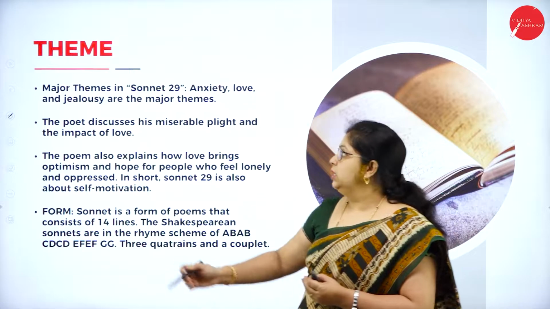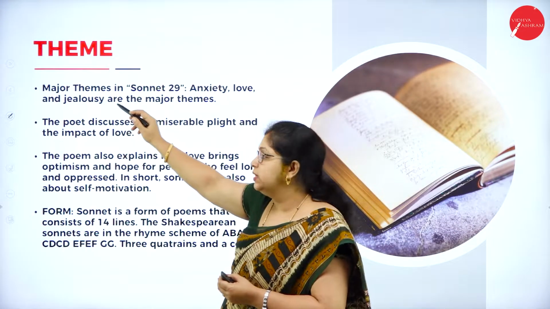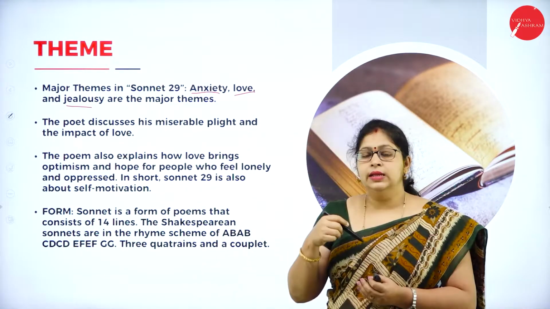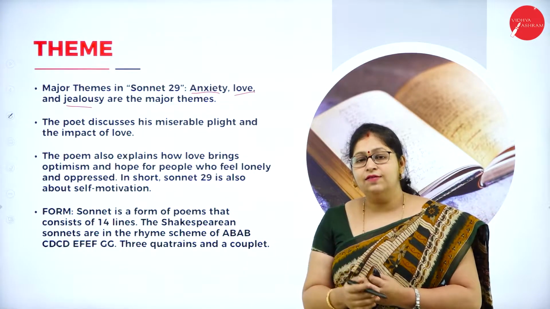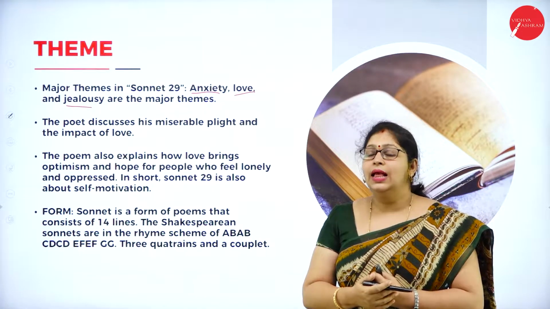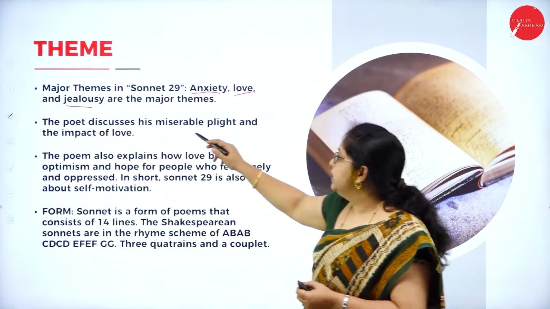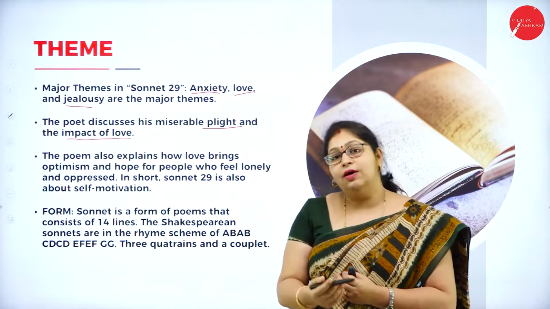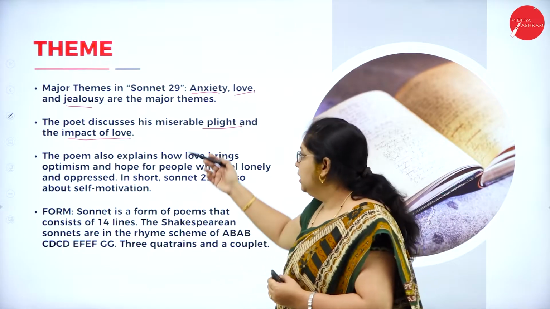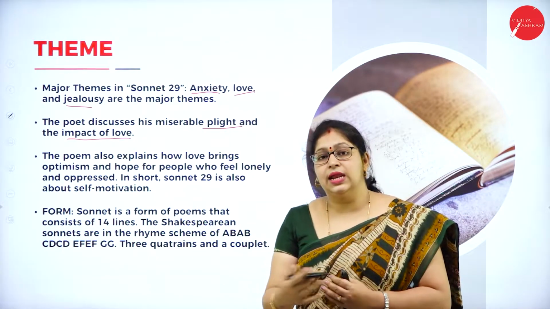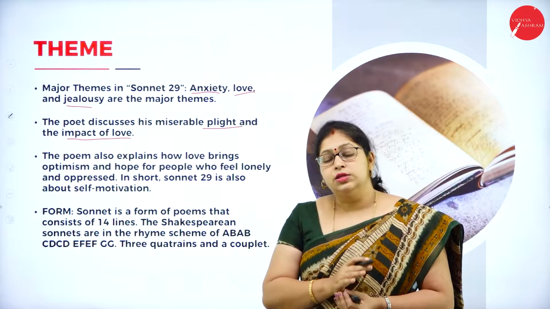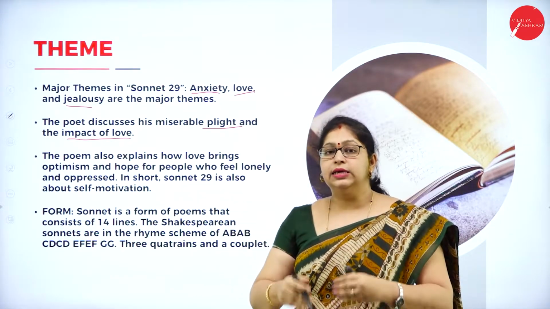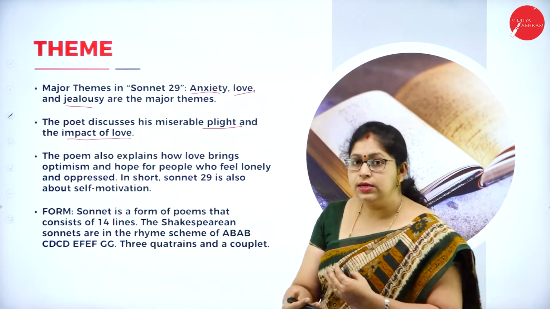Theme. The major themes of this sonnet, Sonnet 29, are anxiety, love and jealousy, or what we call envy. The poet discusses his miserable plight and the impact of love on life. So he tells about his miserable plight, how his life has become miserable. Why is it not like other people's? What is the difference between other people and his life? All of that he has written in this.